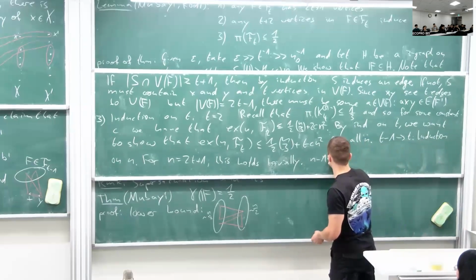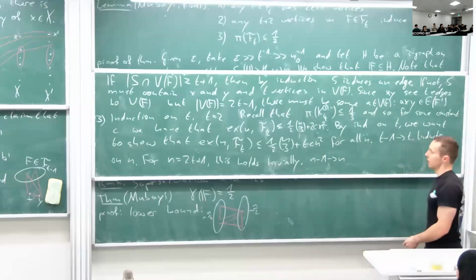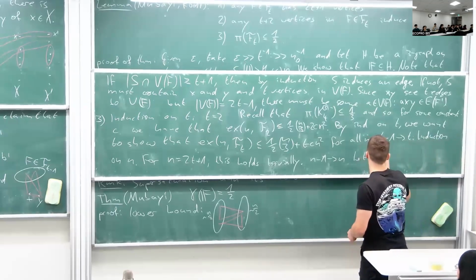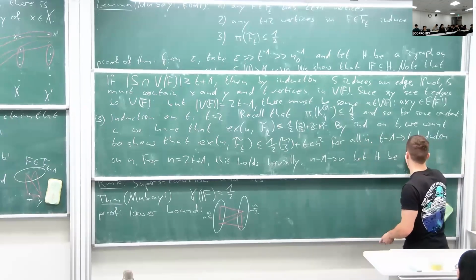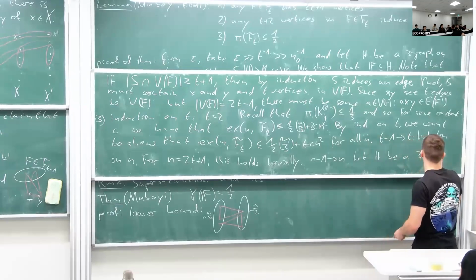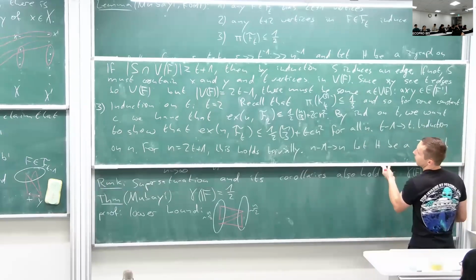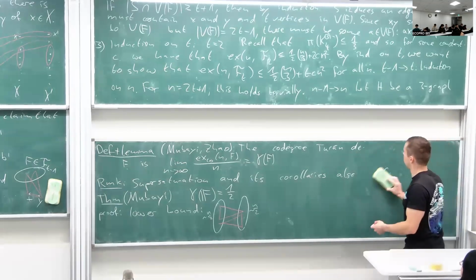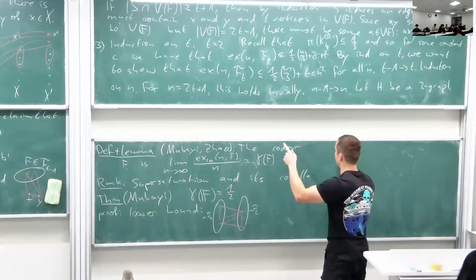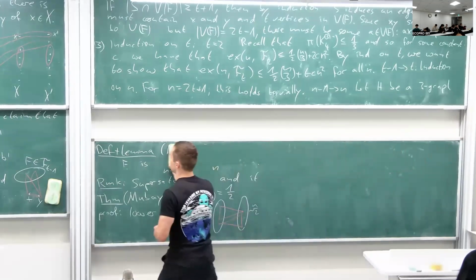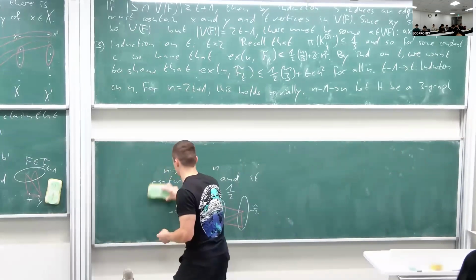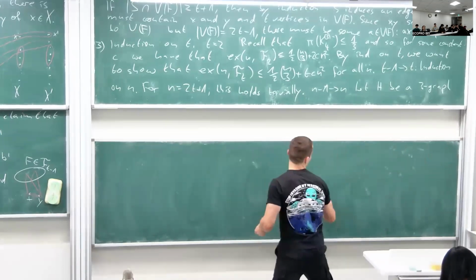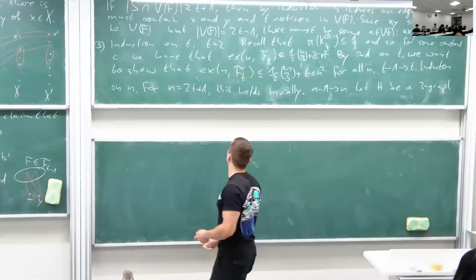For the inductive step, let H be a big graph on n vertices with more edges than that.